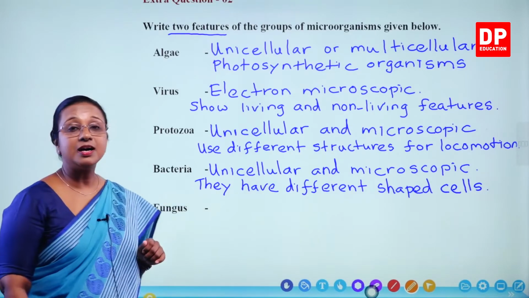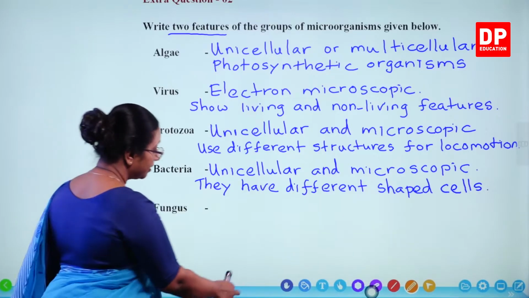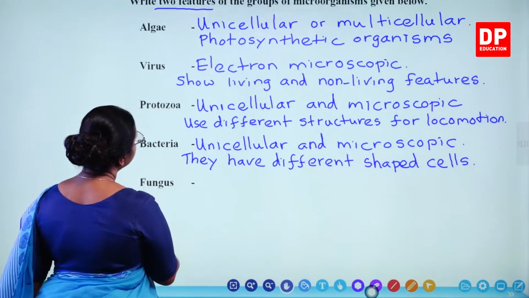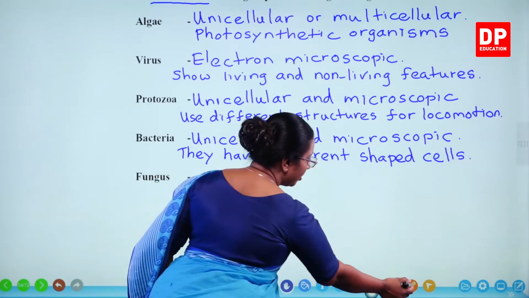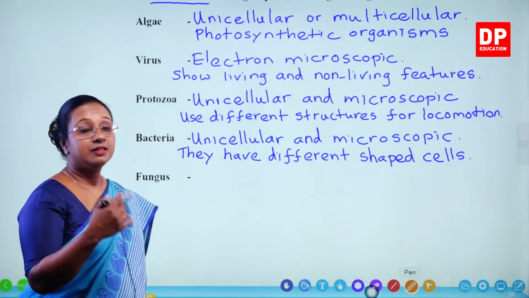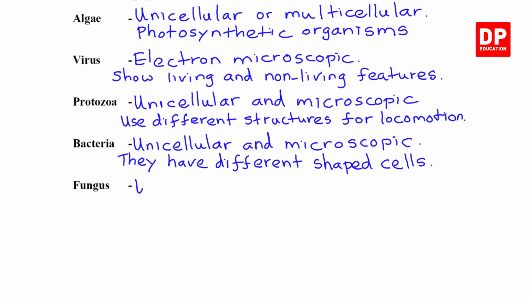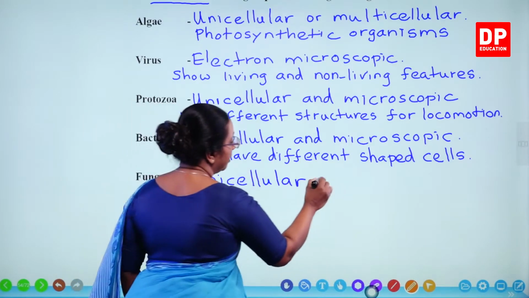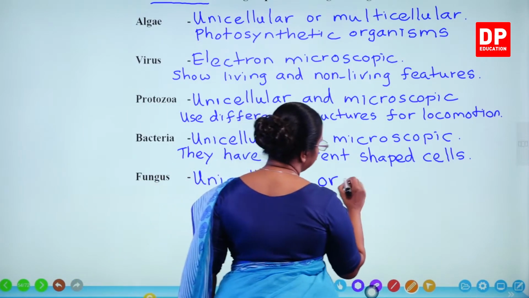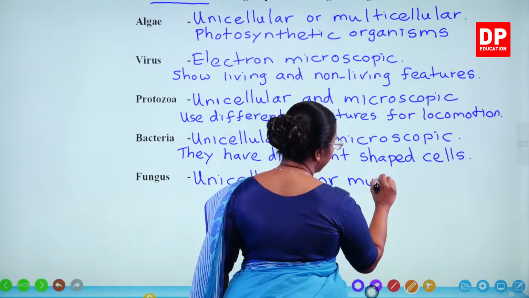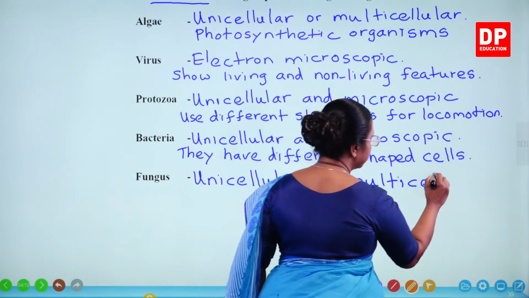Then we have the fungus. Fungus, what are the properties? Are they unicellular or multicellular? They are unicellular or multicellular, both. Unicellular, you can remember the yeast. Yeast is unicellular. And the others like mucus, mushroom, they are all multicellular.